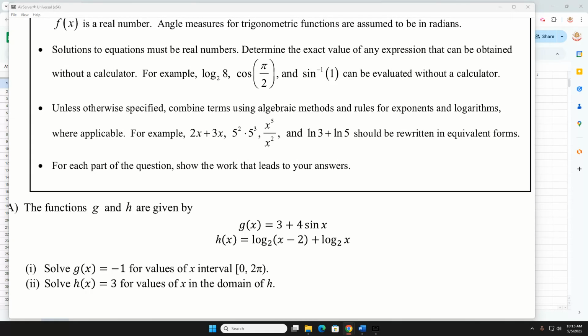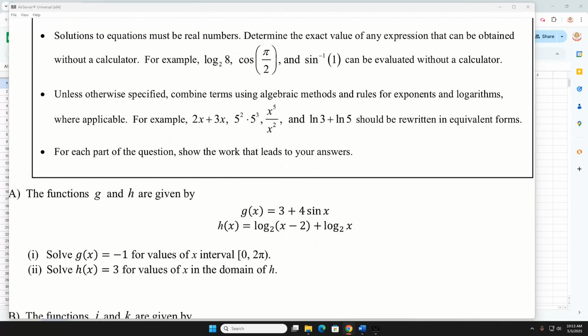Okay, so this one, g, is 3 plus 4 sine of x. And we want to find when that is equal to negative 1. And then it says in the interval from 0 to 2 pi. So when you see that, for just a regular sine, you do not add 2 pi n. You just give the answer.